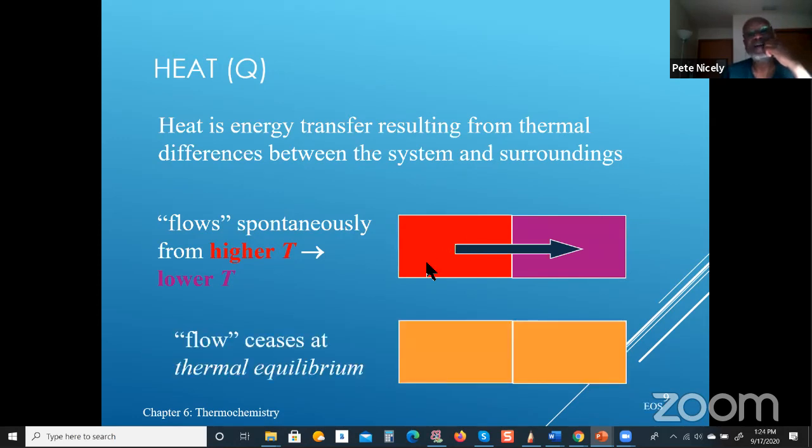So basically the red object is hot, the purple object is cooler, and the heat flow will continue from the hotter object to the cooler object until both objects are at the same temperature, and we call that a state of dynamic equilibrium, which will become important when we come to solving certain problems. We're going to see some examples shortly.